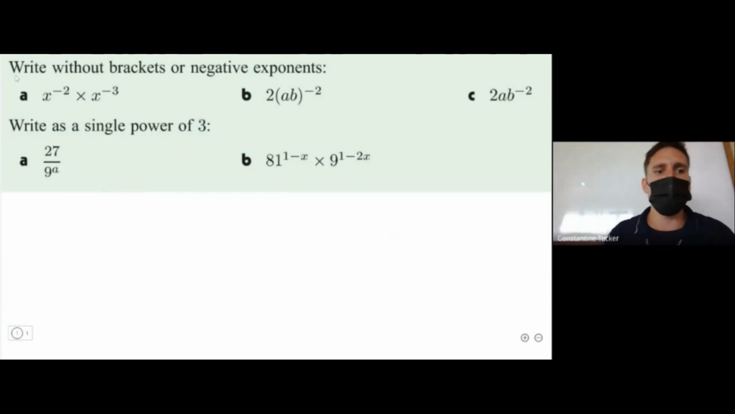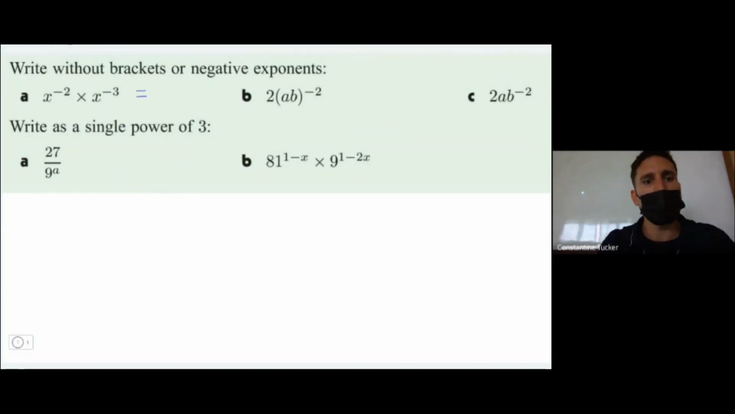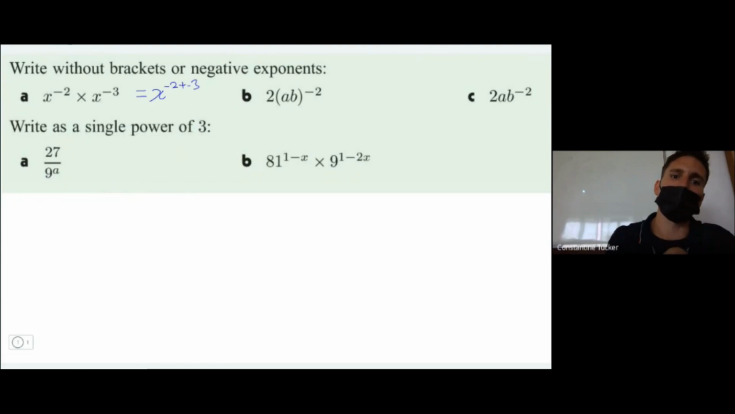Now the first one, x to the power of minus 2 times x to the power of minus 3. What did you get for this one? What was your response for this? Excellent, that's it. So we add the powers, minus 2 plus minus 3, which gives us negative 5. X to the power of minus 5 is correct. Moving on to the next one now.